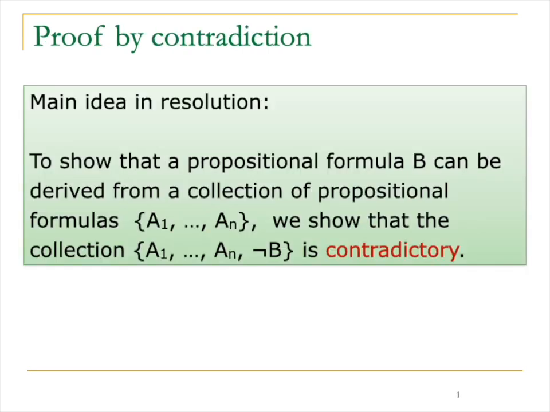Resolution is based on proof by contradiction. This means that to show that the propositional formula B can be derived from a collection of propositional formulas A1 to AN, we show that the collection A1 to AN, including the negation of B, is contradictory.